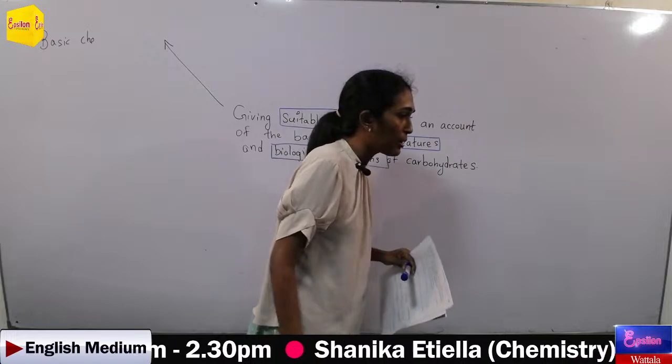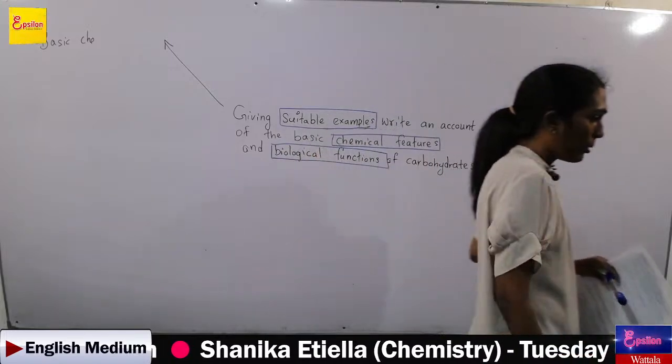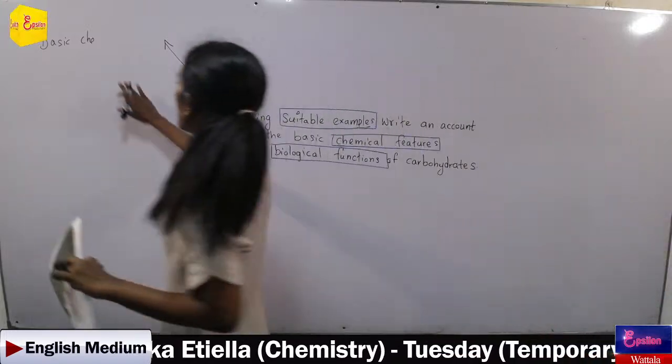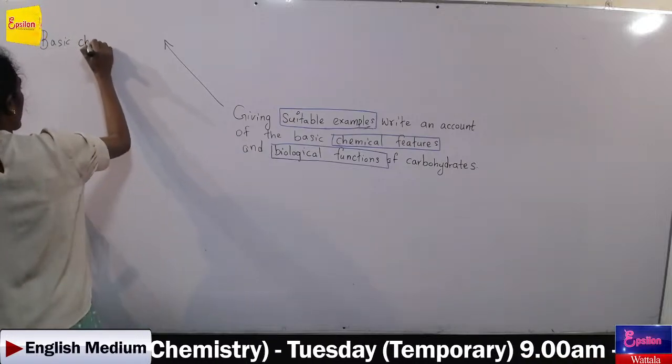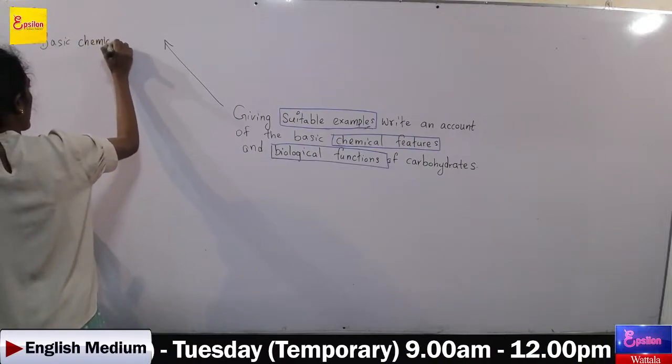Can you always see that corner of the board? Online students can see, no? Okay. If anything is not visible, let me know.